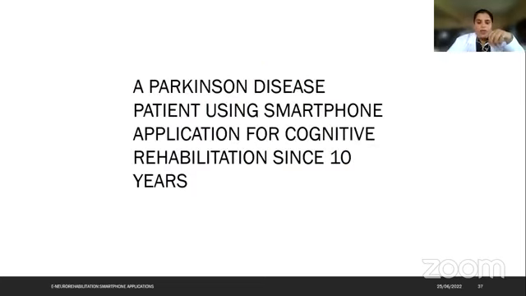Now, one of my patients, a Parkinson patient, has been using smartphone applications for 10 years. This patient was diagnosed with Parkinson's 10 years ago, and I started the usage of this smartphone application with him since then.